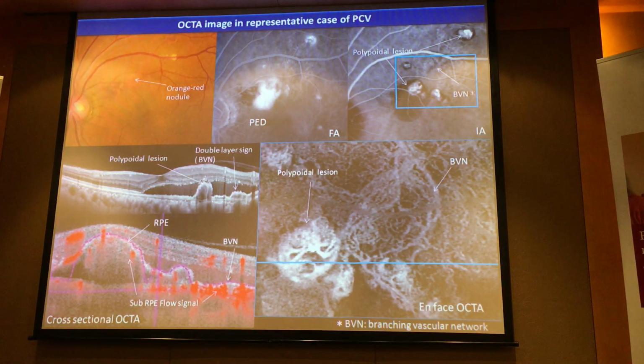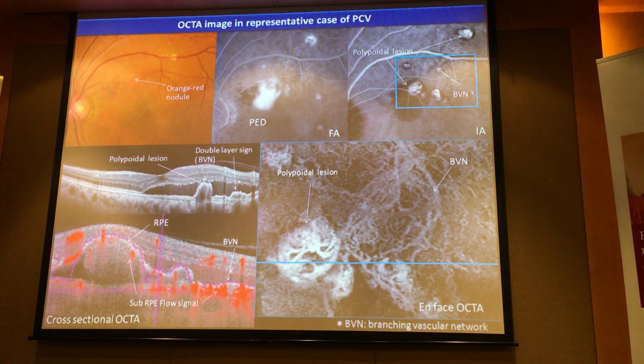Like this, just under the RPE. This flow signal shows a blood vessel just under the RPE, and also in the branching vessel network, you can see a sub-RPE flow signal in this region here, between the RPE and Bruch's membrane.